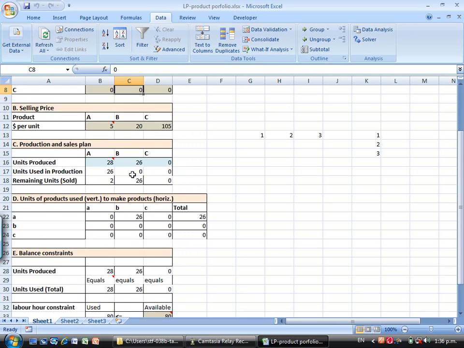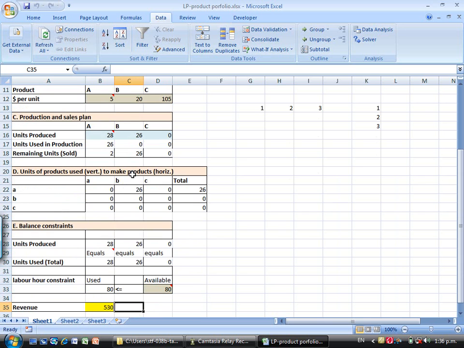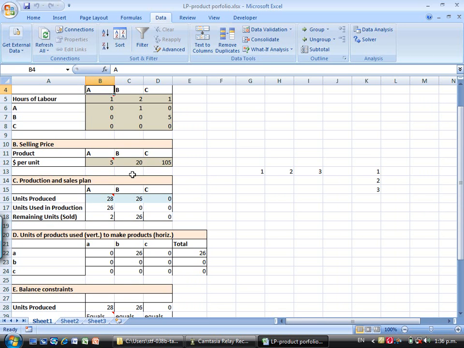So this all looks good. 26 times 20 plus 5 times 2 should equal 530, so that looks correct as well. And so Excel's given us a good answer here. So congratulations, you've just solved the problem. Well done.